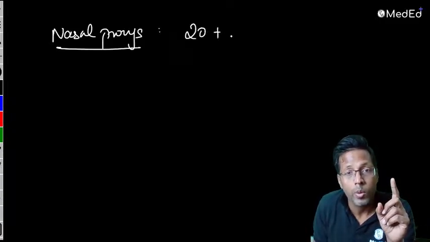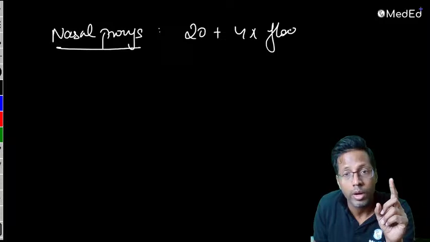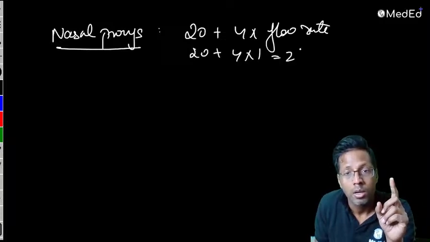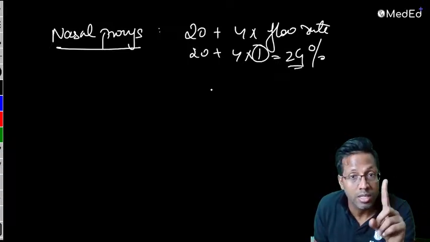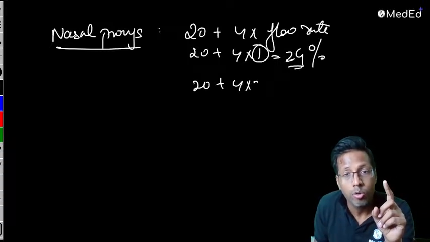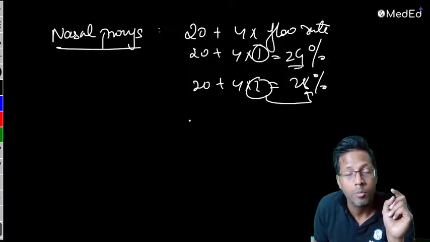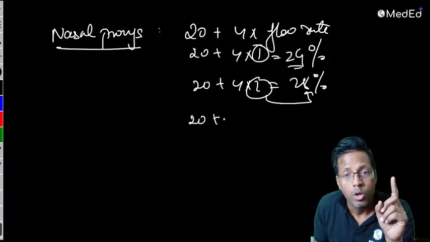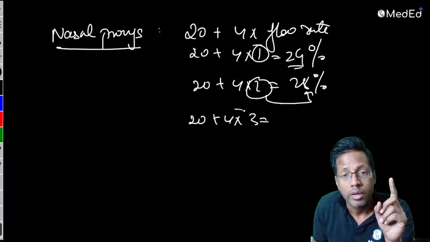Remember, the formula is 20 plus 4 into the flow rate. How much oxygen is going to the patient? So 20 plus 4 into 1, 24. So 1 liter will give 24%. Nasal prongs, 20 plus 4 into 2, 28%. So 2 liters will give you 28%. This is only for nasal prongs. 20 plus 4 into 3, it's going to give you 32%.